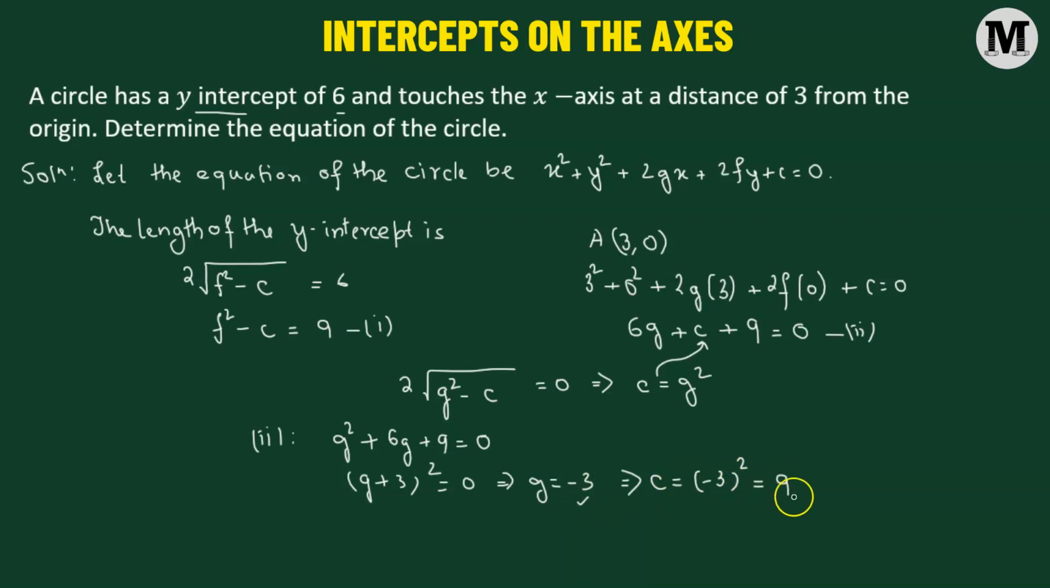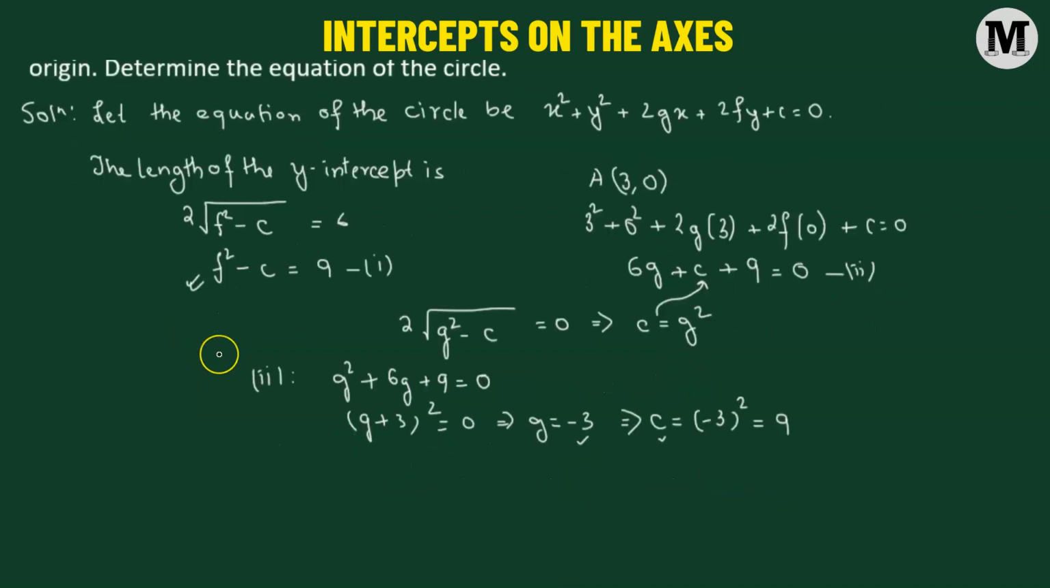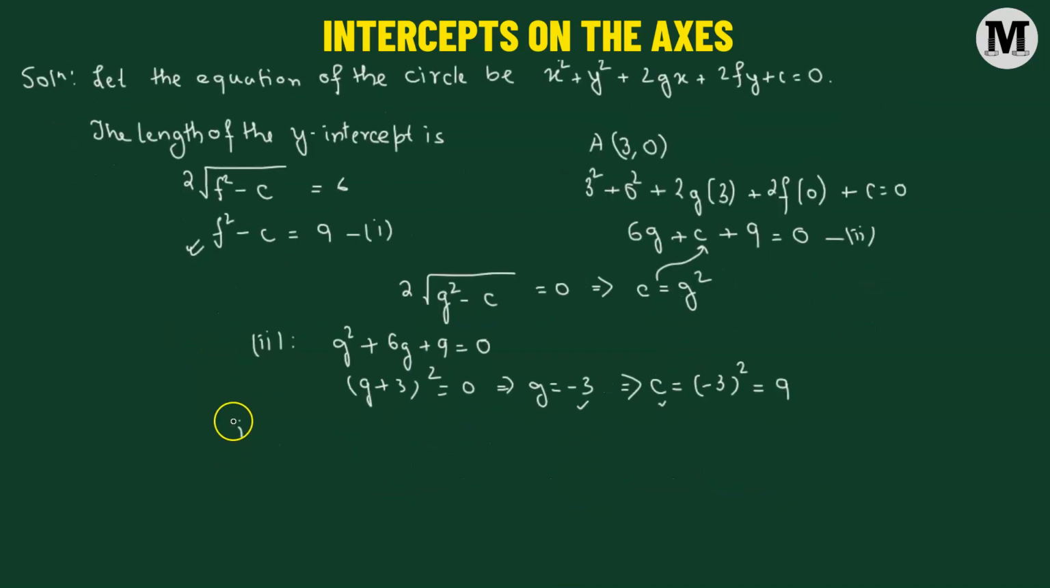So we have the value of g, we have the value of c, and we can immediately find the value of f. Using equation number 1, f squared will be simply equal to c plus 9. We obtained c as 9, so 9 added to 9 becomes 18, which means if we take the square root on both sides, then f equals plus or minus 3 times square root of 2.